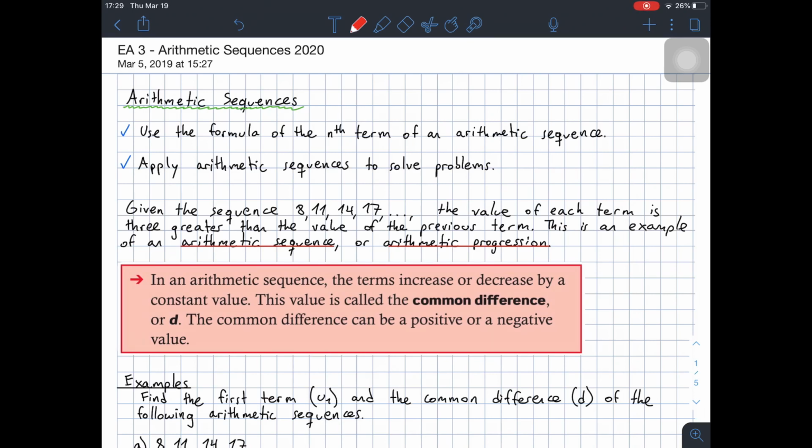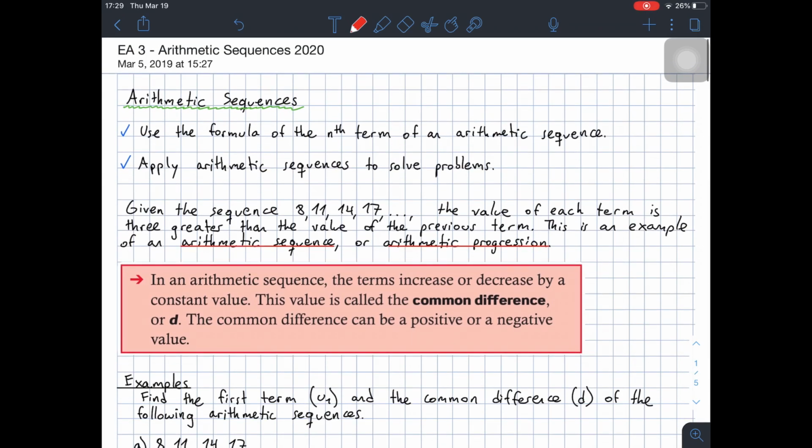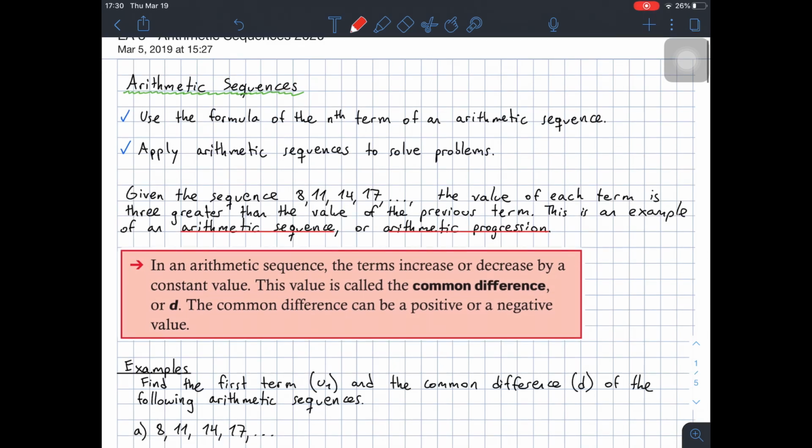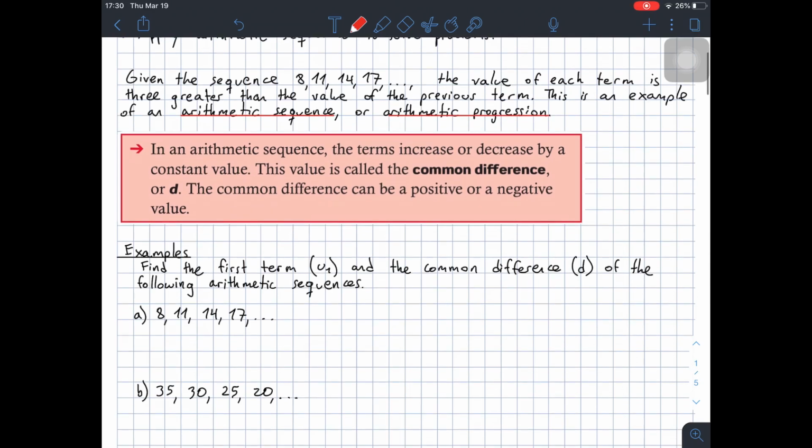We're going to study in depth two types of sequences, the arithmetic sequences and the geometric sequences, which we're going to be studying during the following classes. So for today, arithmetic sequences. The objectives for this class: the first one, use the formula of the nth term of an arithmetic sequence, and the second one, apply arithmetic sequences to solve problems. So let's try to understand what an arithmetic sequence is first.